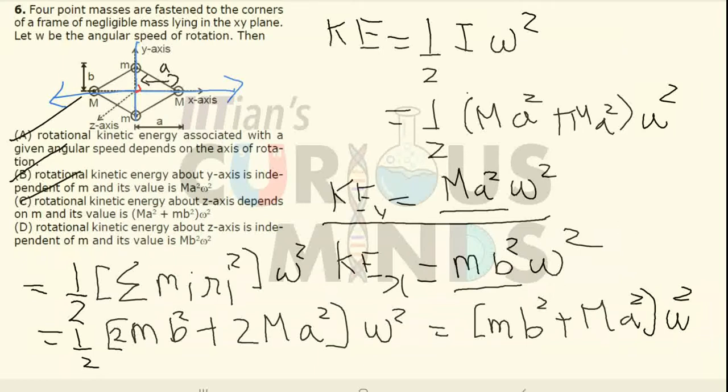Let us check option D. Rotational kinetic energy about the z axis is independent of m. No, it is contradicting our original statement C. So the correct answers are options A, B and C.